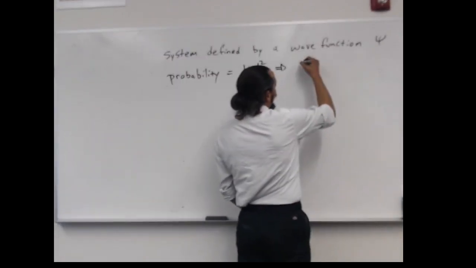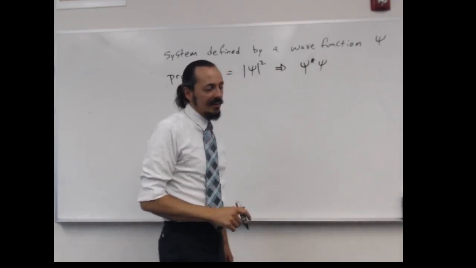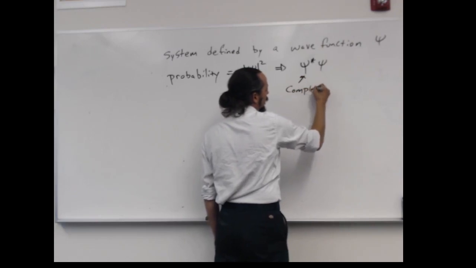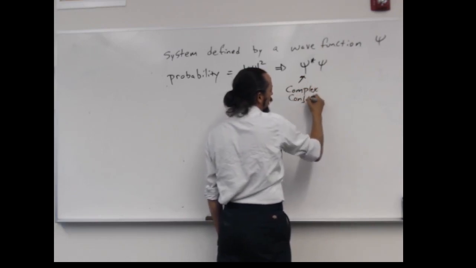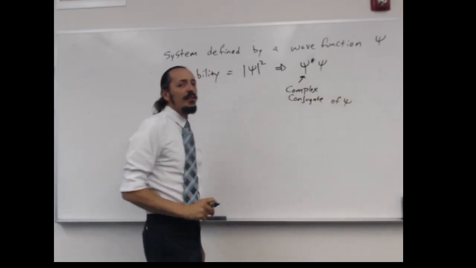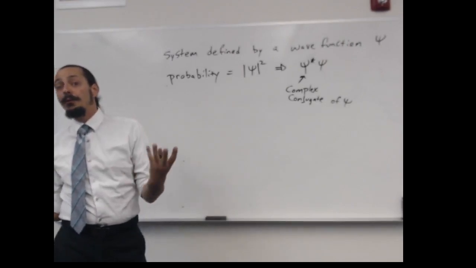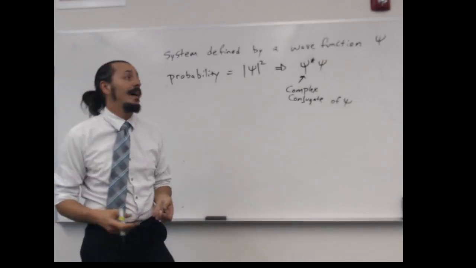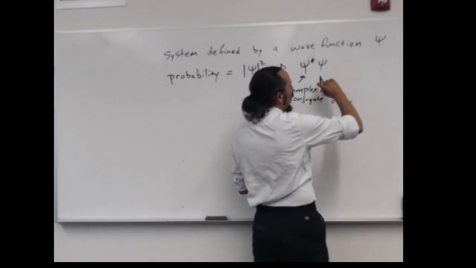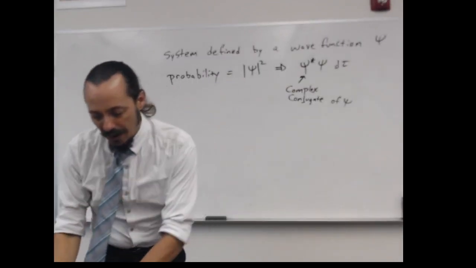In that way, we could end up with psi star psi, where this is the complex conjugate. Doing psi star psi will guarantee that we end up with real values. We never end up with imaginary complex values when we're trying to deal with our probability. If we're looking at probability over a certain range, we might have a certain area that we're looking at.